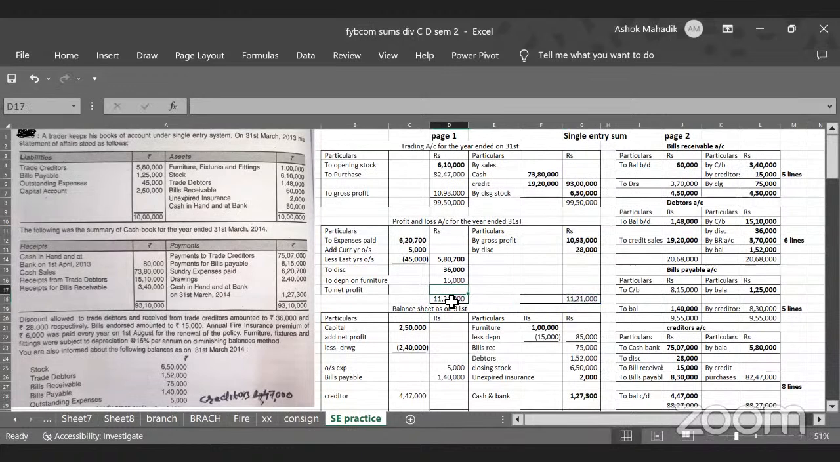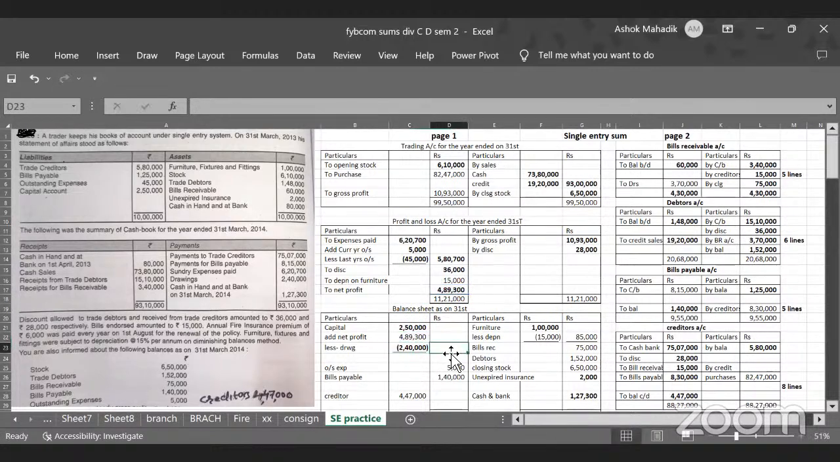Now, from this total, I'll subtract these three items of expenses: 11,21,000 minus 580 minus 36 minus 50. Okay, so I get my net profit as 489,300. Clear? This will be added to capital. Okay, you know this. So in capital, I'll add this figure.